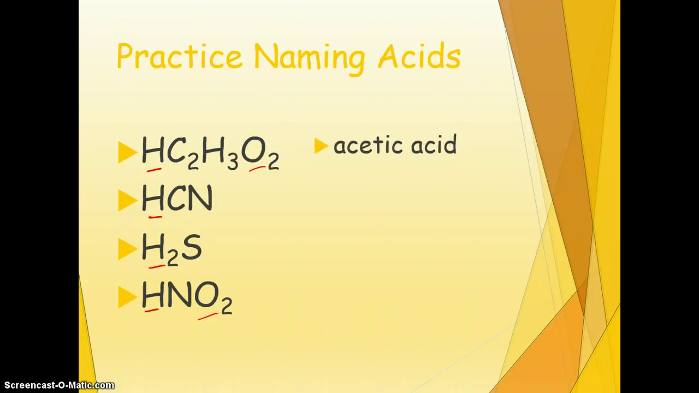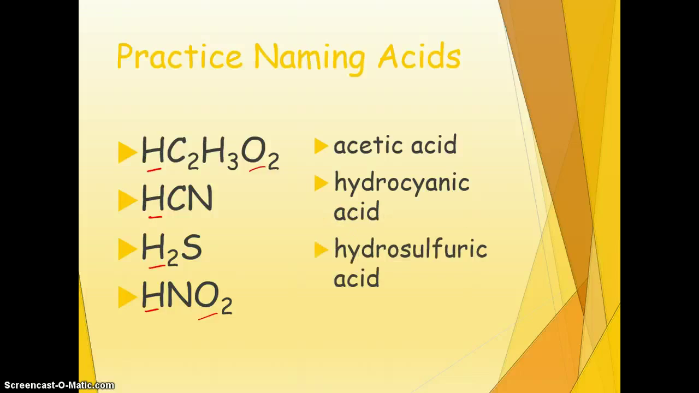Here I have no oxygen. CN is cyanide. So I'm going to call it hydrocyanic acid. Again, no oxygen, and I have sulfur. So hydrosulfuric acid. And then I have NO2, which is nitrite, so I'm going to change that to nitrous acid.